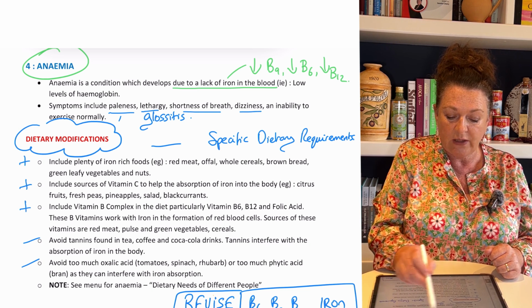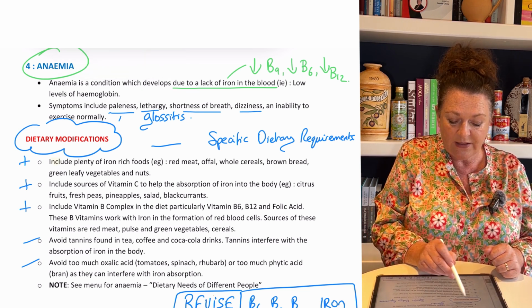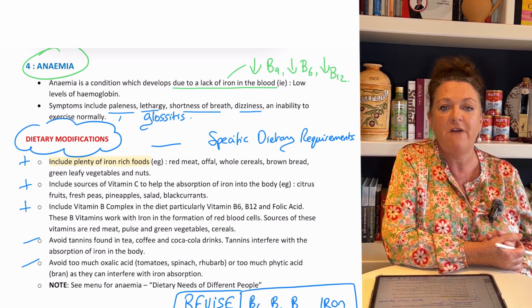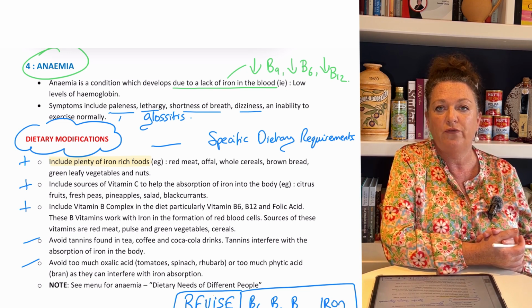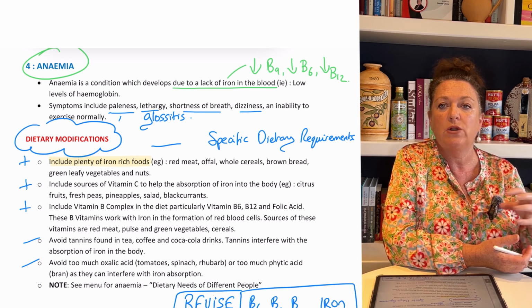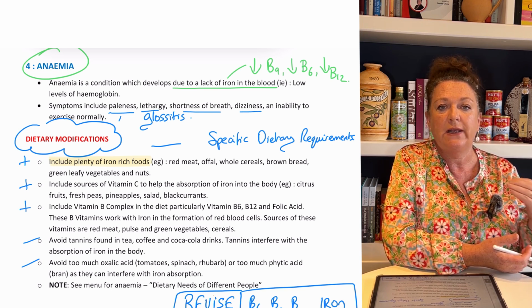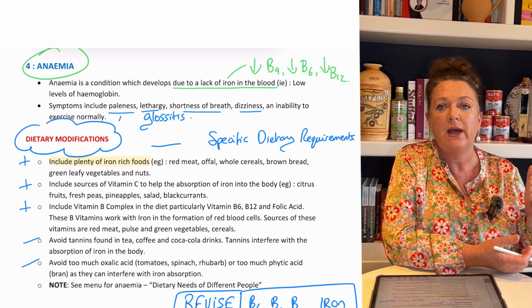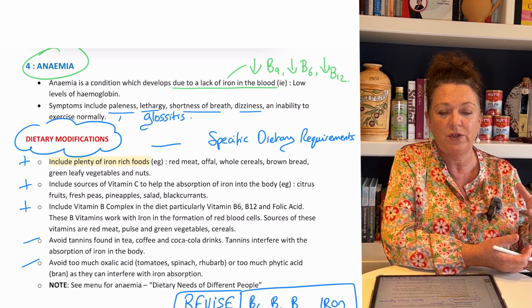We should include plenty of iron-rich foods in our diet. Ideally, ferrous iron, from animal foods. So red meat like beef, like lamb, also things like offal, like liver pate. Some people like pan-fried liver. Then, of course, you could have black pudding.